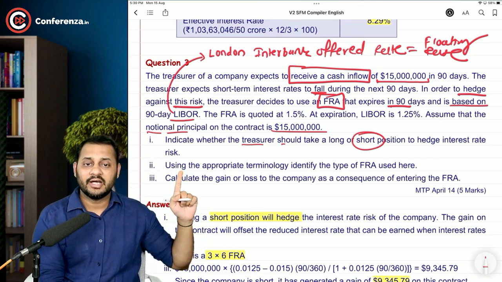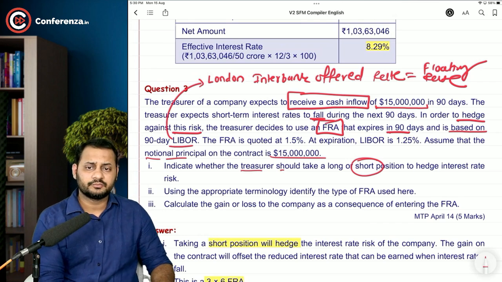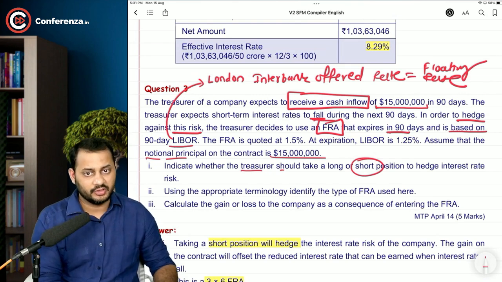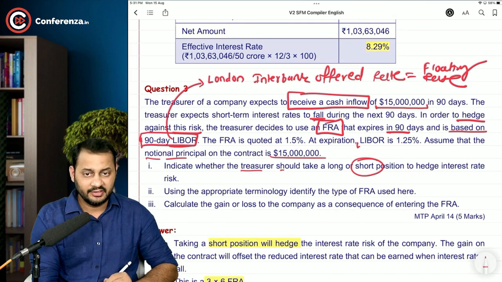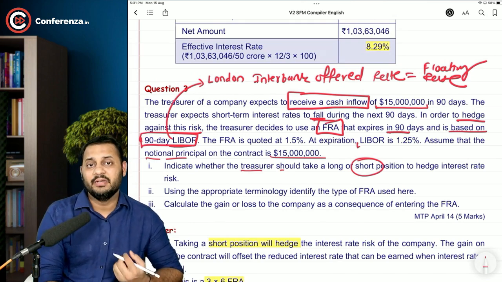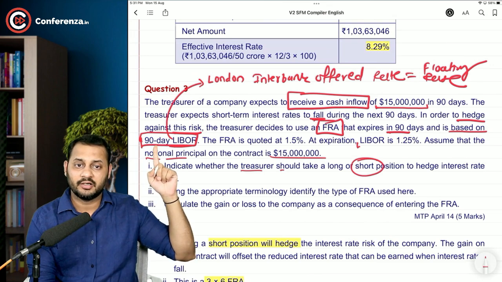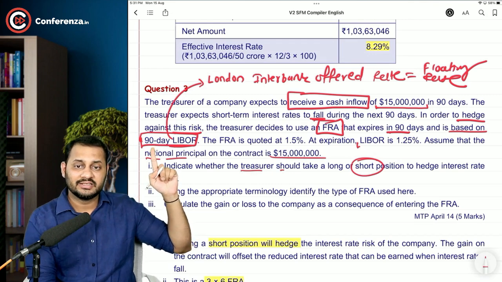Using the appropriate terminology, identify the type of FRA used here. For how many periods are we investing? 90 days itself, I think. The FRA that expires in 90 days is based on 90-day LIBOR. Acha, good. See, the LIBOR given at the end of the 90 days is also for 90 days. That means we are supposed to invest for a further 90 days. Not that 90 day or that 90 day, but we have been given this 90-day LIBOR.